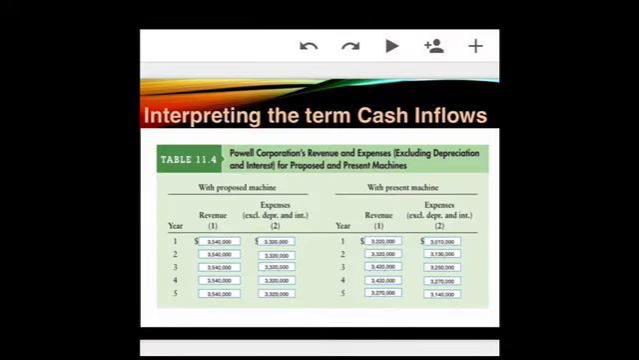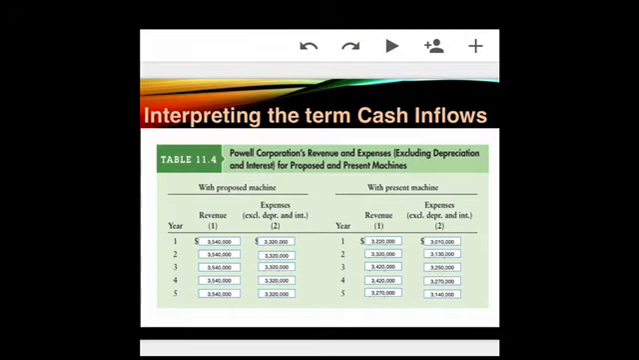As you can see, this table shows the revenue and expenses of a company with a machine that they are planning to get and with a machine that they have. On the left-hand side it says with the proposed machine. When a company is trying to invest in a new machine, they want to see how this machine will benefit them in the revenue and expenses section. Expenses here exclude depreciation and interest.